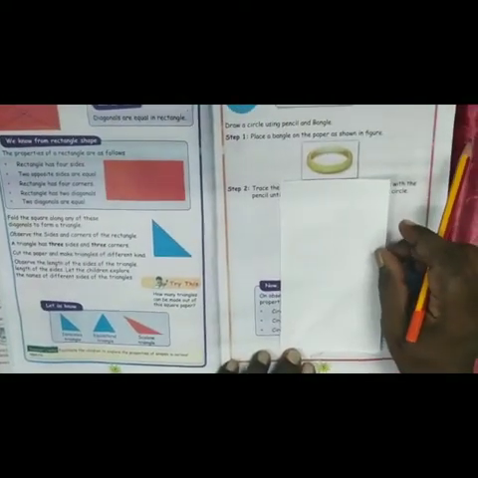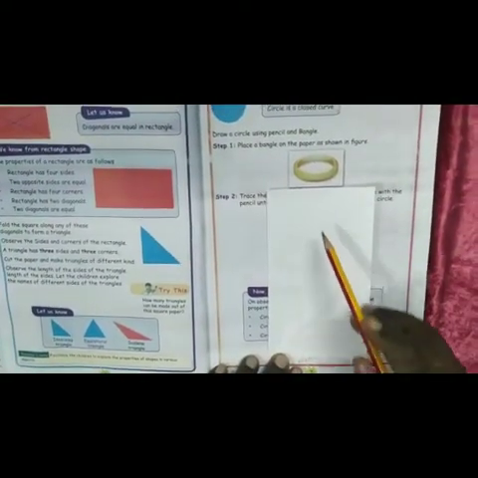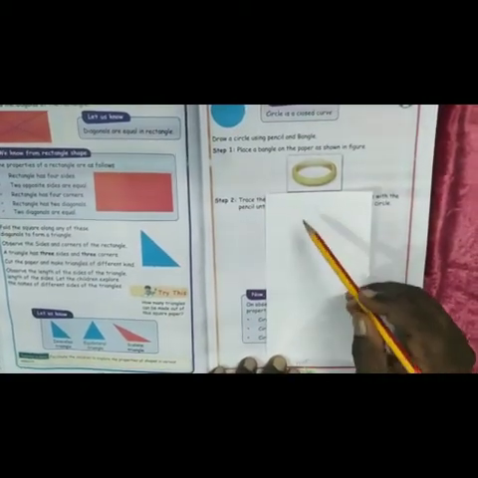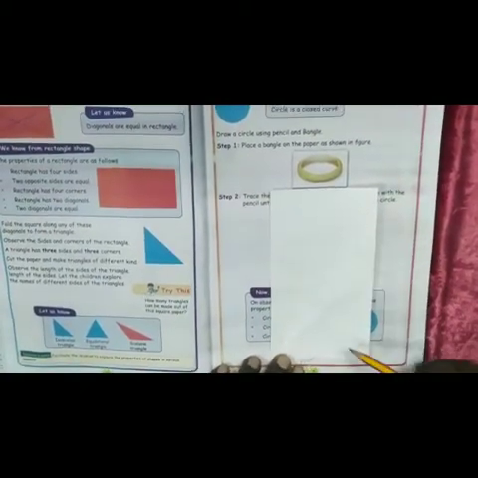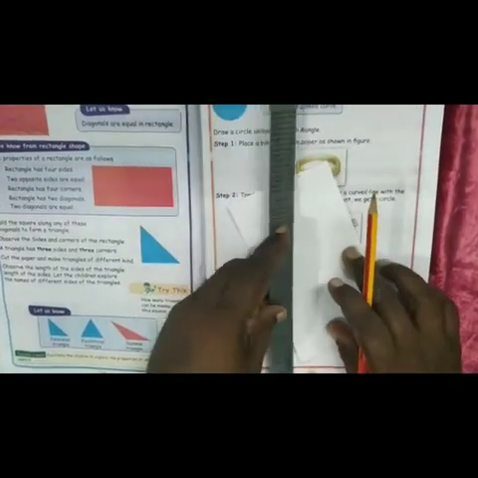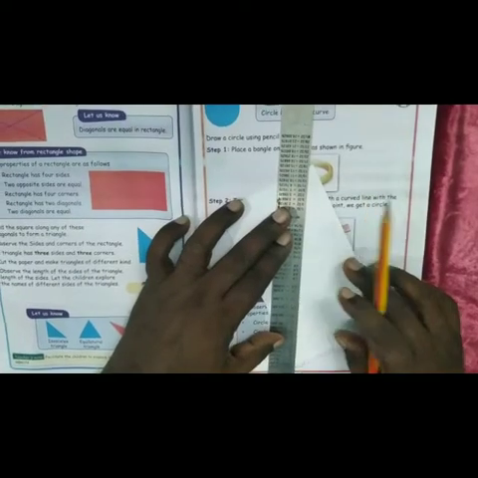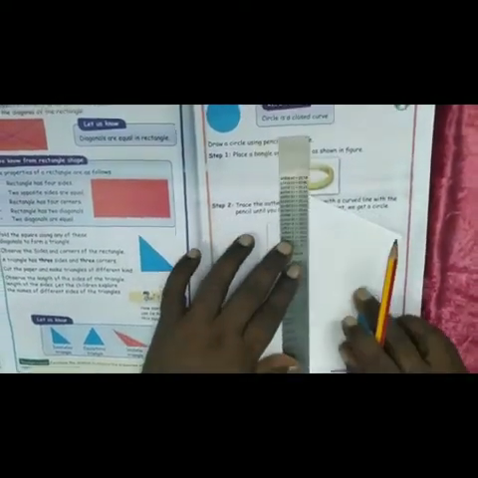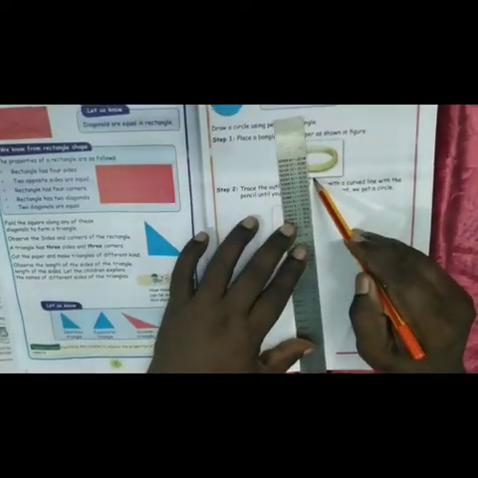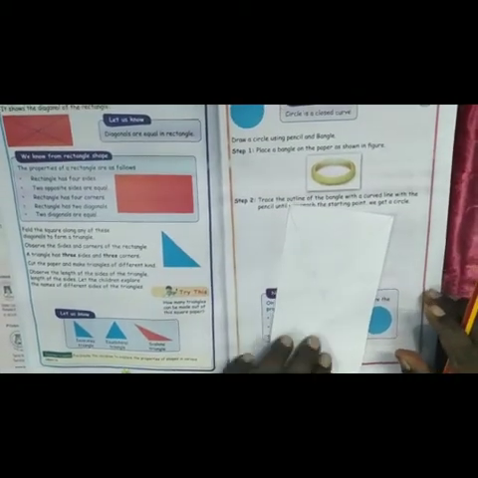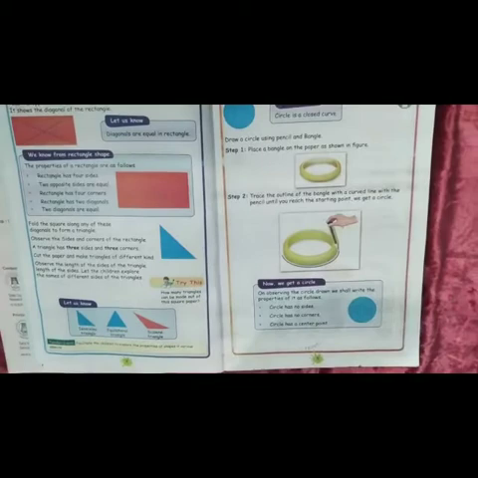Next you take a piece of paper, rectangle in shape. It has 4 sides, 4 corners. Now take a scale and a pencil and draw a line. You will get the diagonal. It has 2 diagonals, and the 2 diagonals are equal, as you saw in the square. The same way it is done here.